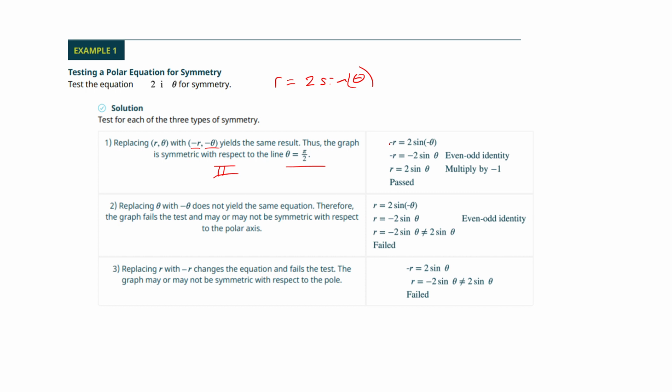Well, look what happens. I'm putting in negative r and a negative theta. Remember how that works: sine is an odd function, so the negative just comes out front. We divide that negative across. We got right back to where we started. So we have passed the first test. In theory, anyway, this is symmetrical between the first and second quadrant as we flip over theta equals pi over 2, in other words, the y-axis.